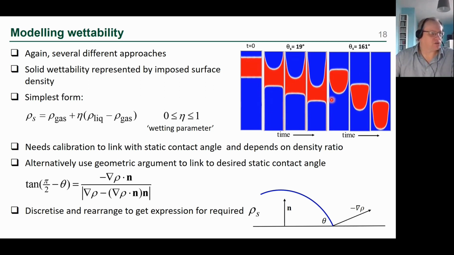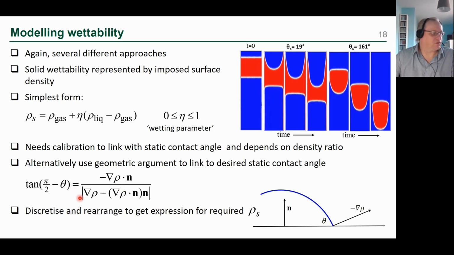And this illustration shows that if we have a small contact angle, then the red fluid likes to wet the solid, and so when it drains down this channel, it leaves behind these big films. Whereas if we have a high contact angle, the red fluid doesn't like to wet the solid, and so it quickly de-wets and actually loses contact with the solid. So that's one way of doing it.